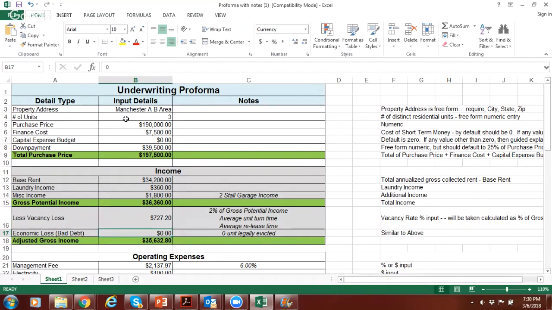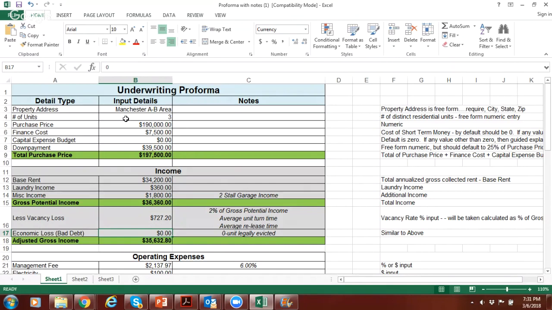Economic loss is something very, very important. Most people do not plug this in. Again, for illustration purposes, I have kept this empty, but this is essentially your worst case scenario. This is a tenant who's occupying space but has chosen not to pay rent for one reason or another. So eventually they're going to be evicted, hopefully, or some kind of turnaround will happen. But here they are occupying the space and they're not paying rent.